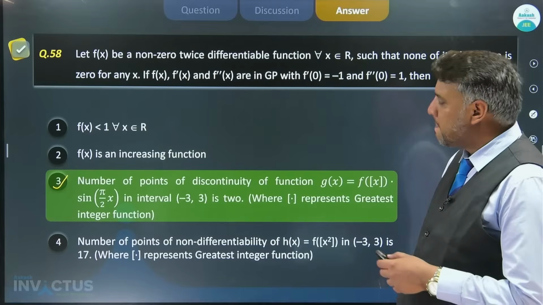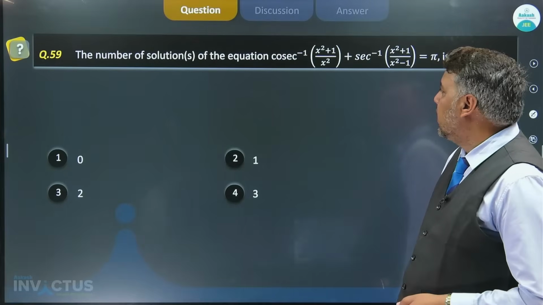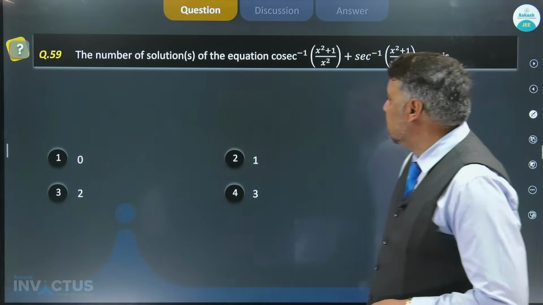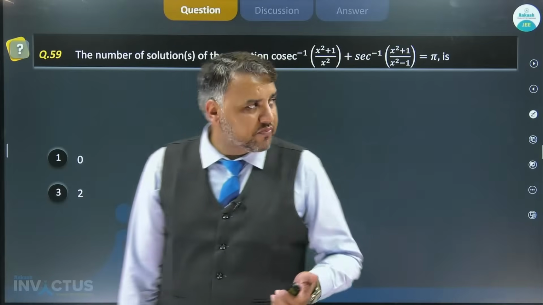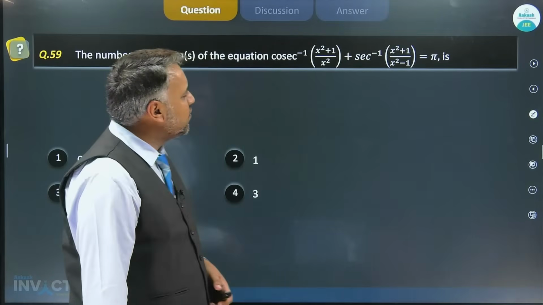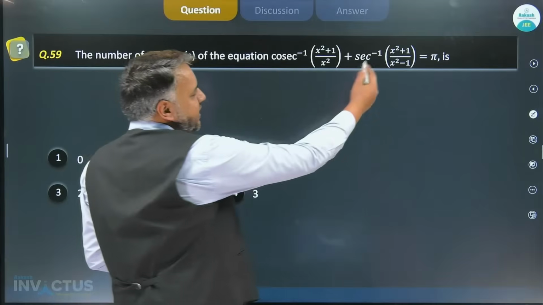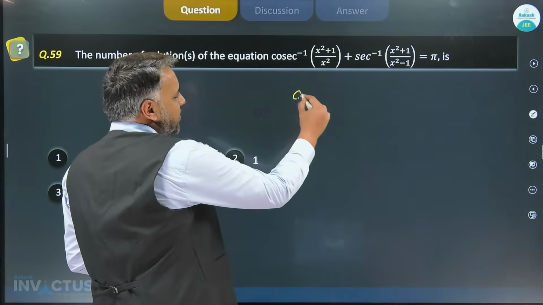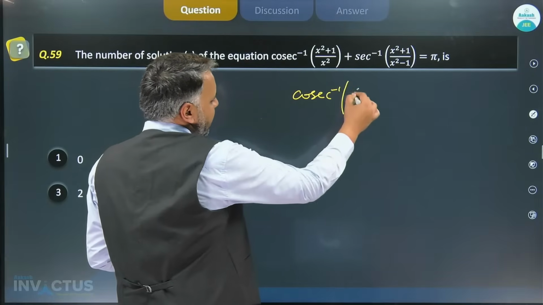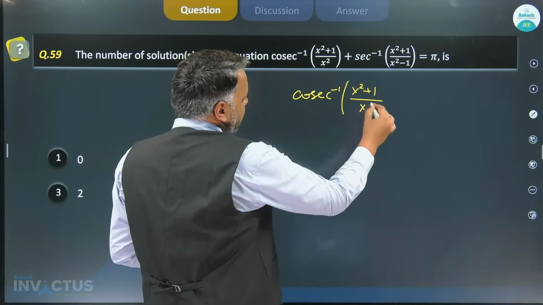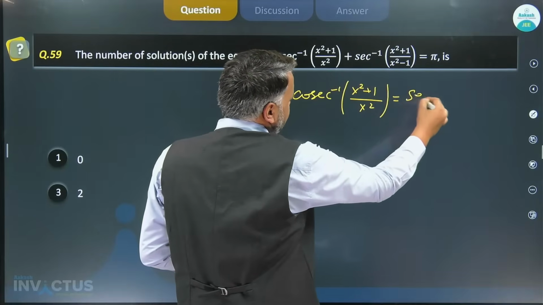Next question, this is a very easy question. Cosecant inverse plus secant inverse is equal to pi. So we can take secant inverse on the right side and we can write cosecant inverse of x square plus 1 upon x square is equal to secant inverse.